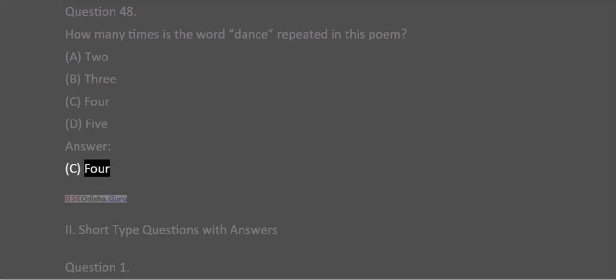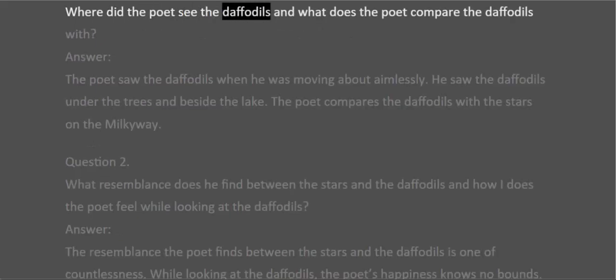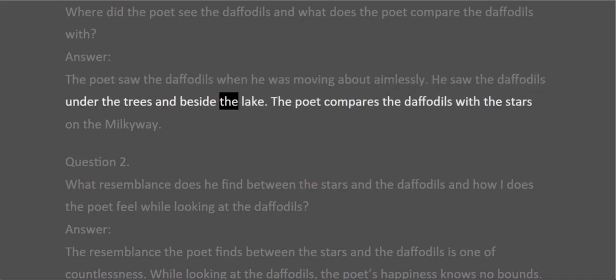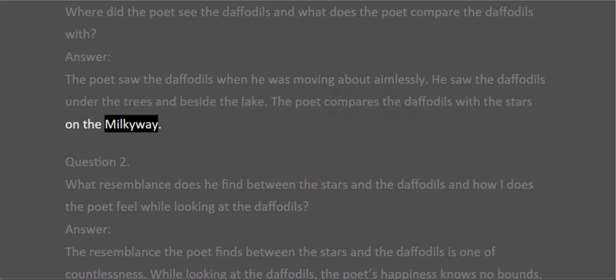Short type questions with answers. Question 1. Where did the poet see the daffodils and what does the poet compare the daffodils with? Answer. The poet saw the daffodils when he was moving about aimlessly. He saw the daffodils under the trees and beside the lake. The poet compares the daffodils with the stars on the Milky Way.